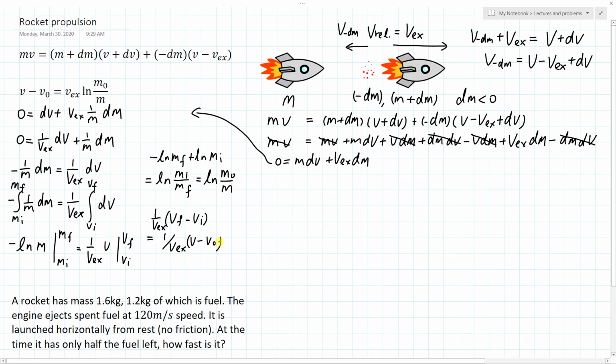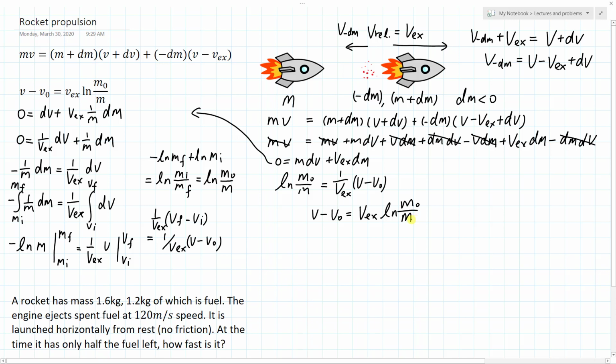Alright, so now let's equate the left hand side and right hand side, and I have natural log m naught over m equals 1 over v exhaust times v minus v naught, and multiply by v exhaust, and switch left and right hand side. I'm focused on getting how the velocity increases. It's going to be equal to exhaust velocity times natural log m initial over m final. Okay, so that is the rocket propulsion equation.